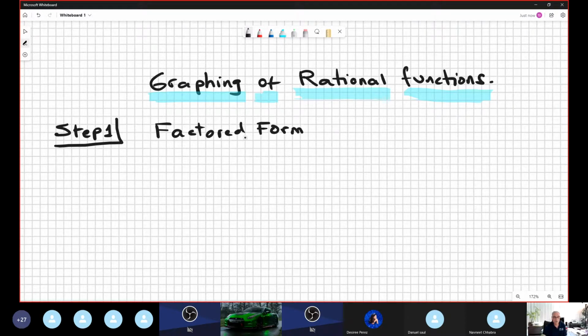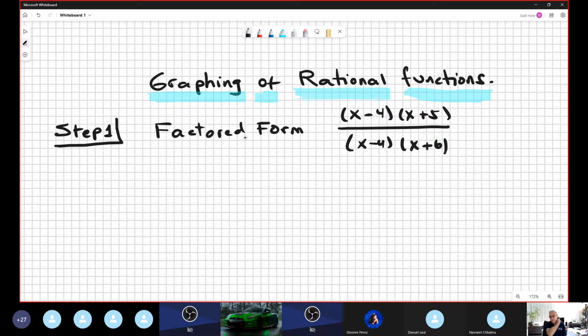This is the first thing you should do: factorization of the polynomial at the top, factorization of the polynomial at the bottom. Suppose an elementary example: x minus 4 over x plus 5, and suppose after the factorization, x minus 4 over x plus 6. Then you see, wow, I discovered x minus 4 is a common factor. I cancel it out, and I know that at x equals 4, we have a hole.